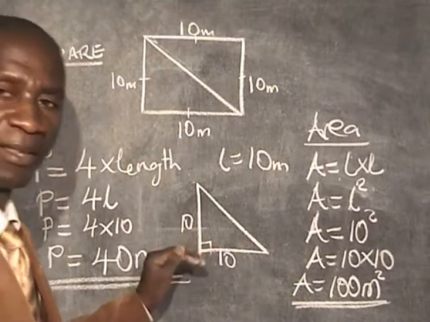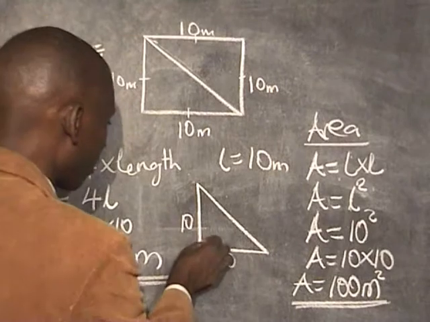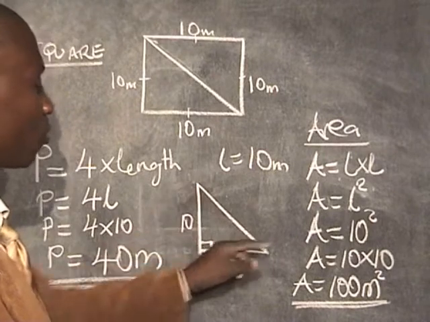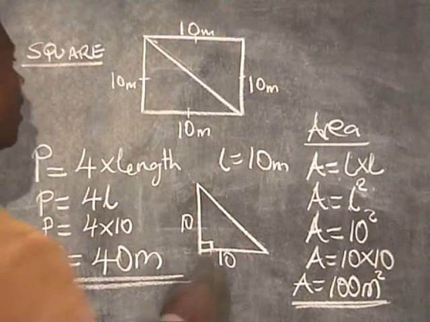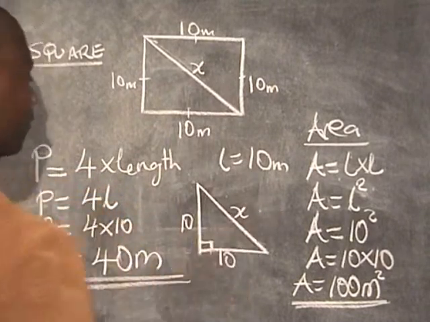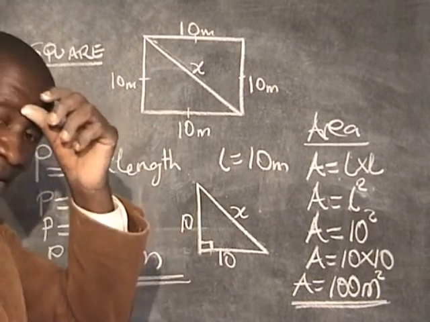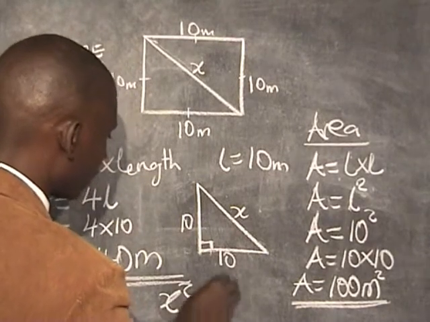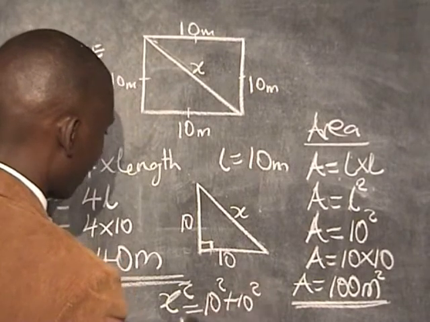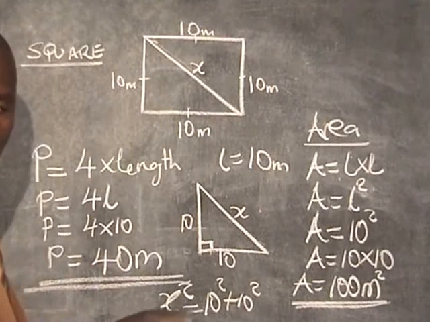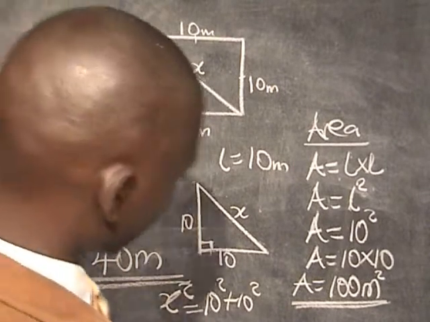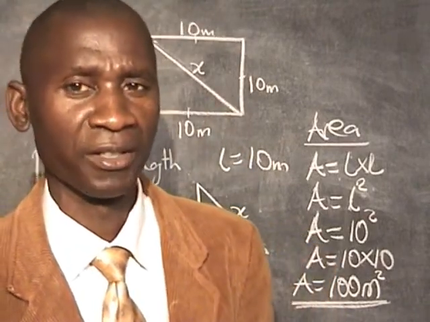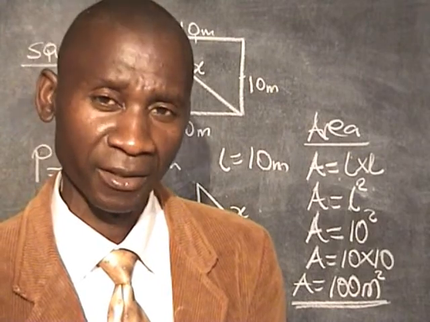For Pythagoras theorem, for a right angled triangle, you have to square this length plus the square of that length is equal to the square of that longest length. Let me call this x, so that we see how x can be found. x squared is equal to 10 squared plus 10 squared. This is not all that difficult, but simple and straightforward.